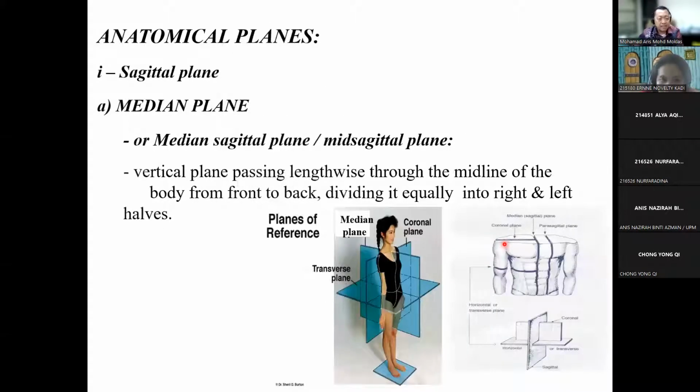So okay, for the median plane, some would use median sagittal plane or mid-sagittal plane, the same thing. But I prefer to use median plane. It is a vertical plane passing lengthwise through the midline of the body from front to back, dividing it equally into right and left halves. This is a median plane. The median plane is here.